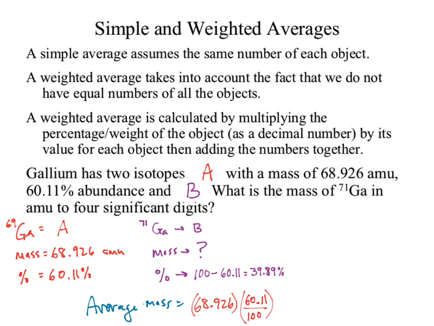Okay, that's it? That's now the average mass? Negative. Okay, what else? 68.926 times our 60.11%. The 68.926 was what? The mass of A. Do I know the mass of B? No. So let's just say B, because I don't know what that is yet. Times what? Its percent, 39.89. So I have an equation and an unknown. I just have to solve for B. What is the average mass?